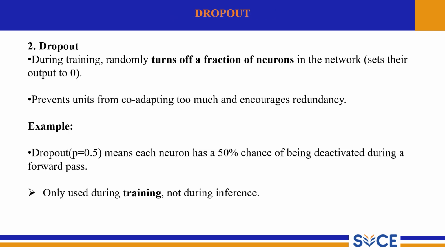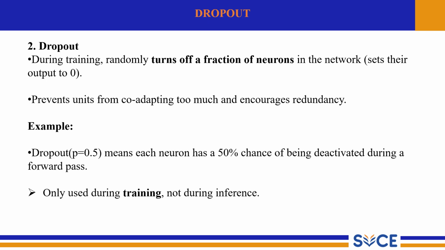Dropout. The most effective regularization technique in deep learning is dropout. Dropout works by randomly turning off a fraction of neurons in the network during training. In other words, their output is set to 0 for that training step. This prevents neurons from co-adapting too much and encourages redundancy in the network.